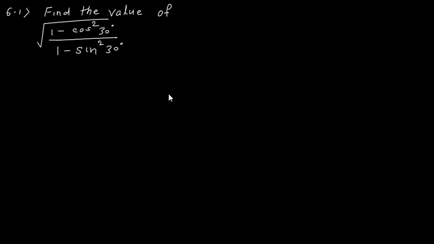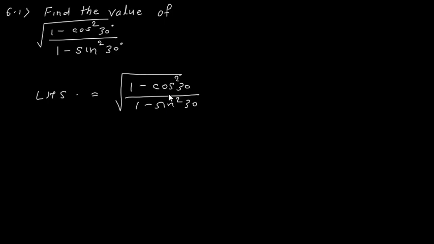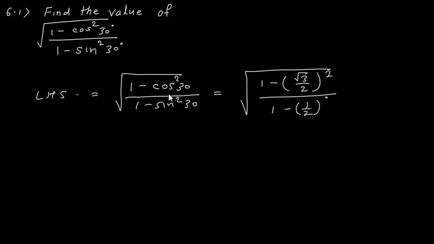We have to find the value. Again simple question. Okay, why I am saying simple? Because you have to only put their values and solve. So square root of 1 minus cos square 30 degree divided by 1 minus sin square 30 degree. So let us put their values. This is equals to root of 1 minus cos 30 degree is root 3 divided by 2. So root 3 divided by 2 the whole square, whole divided by 1 minus sin 30 is 1 upon 2. So this is 1 upon 2 the whole square.